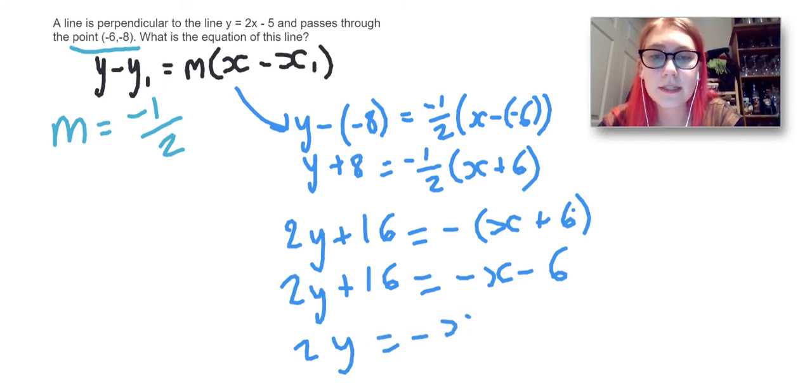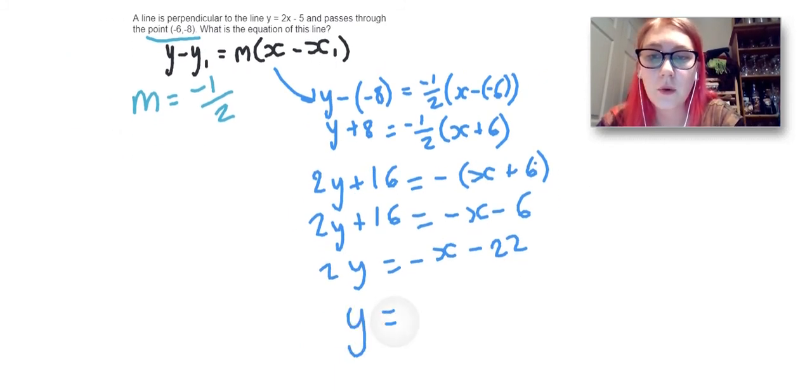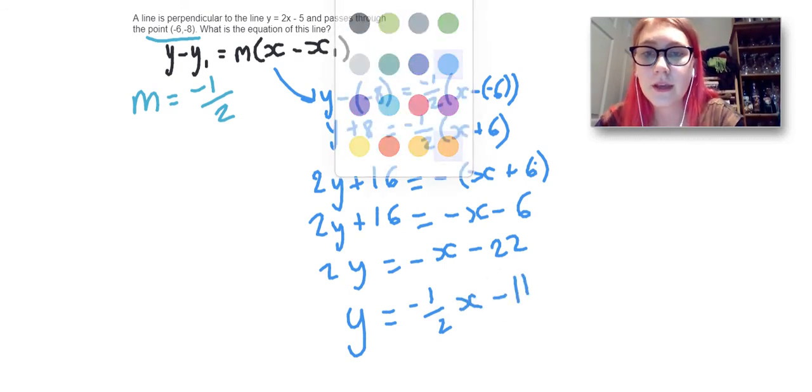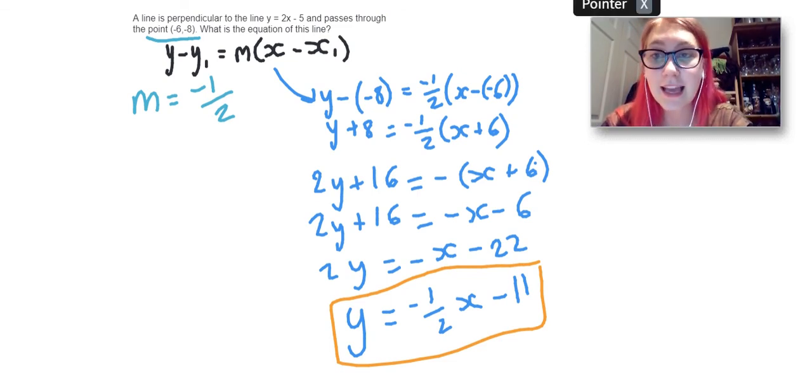So 2y equals minus x minus 22. And then finally, I'm going to divide by 2. So y equals minus 1/2 x minus 11. And here we've got it in our y equals mx plus c form. And just as we said, the gradient is going to be minus 1/2. And now we also know that the y-intercept is minus 11.